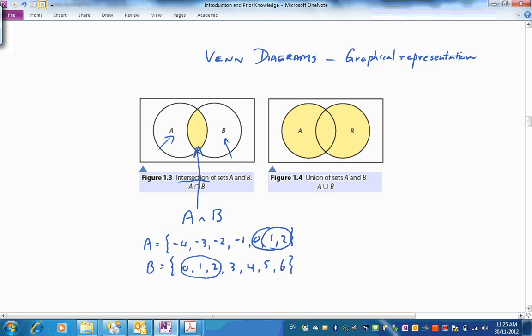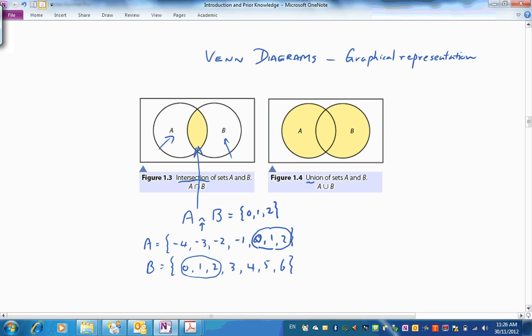I just want to rub this out here and put it more clearly. 0, 1, 2 are in both sets. So what's in here? The intersection of A and B would be the set of values 0, 1, 2. So we could indicate that there. We're looking at the intersection of sets, that little n-type symbol there, as being where they overlap. What elements are common to both?